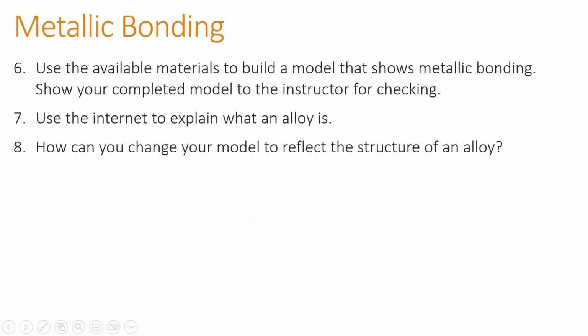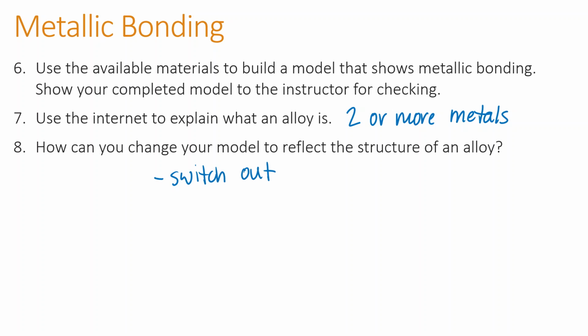So looking at the metallic bonding model, we're going to talk about what an alloy is. An alloy is a mixture of 2 or more metals. It may also contain some nonmetals as well. And to change our model to reflect the structure of an alloy, we're going to want to switch out some of those metals. We used beads to represent our metallic cations. So if we switch out those beads so that we have 2 different kinds of beads, that would better represent an alloy.